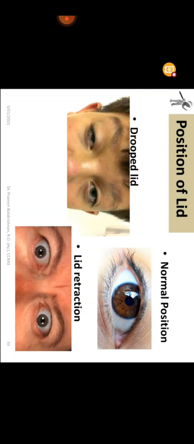So you should examine the size of the palpebral aperture, where you can see in the right eye there is drooping of the eyelid, while on the left eye you can see that the eyelid is normal. And in the below picture, we call it lid retraction, where you can see the upper scleral part of both eyes. You usually see this in cases of exophthalmos, or even myasthenia gravis. So when you are examining a patient, you should note whether the position of the eyelid is normal, drooped, or retracted.